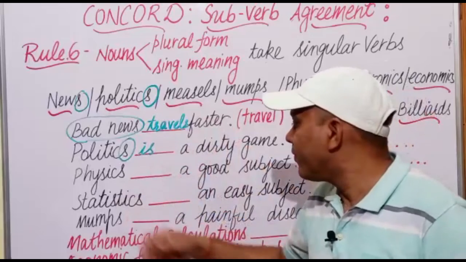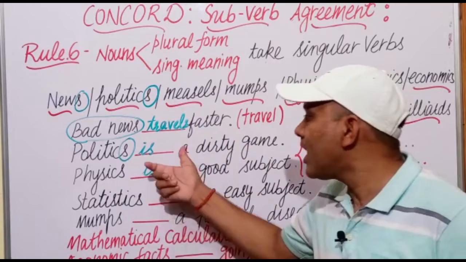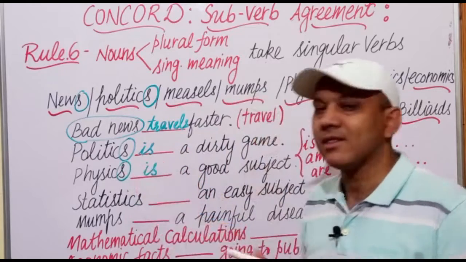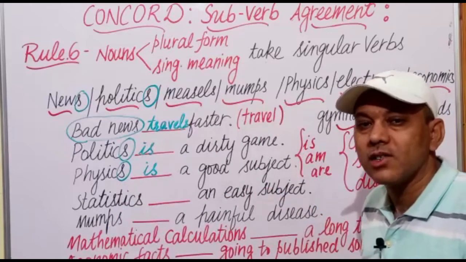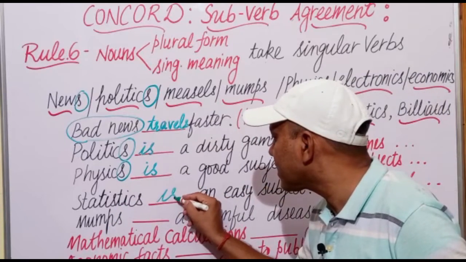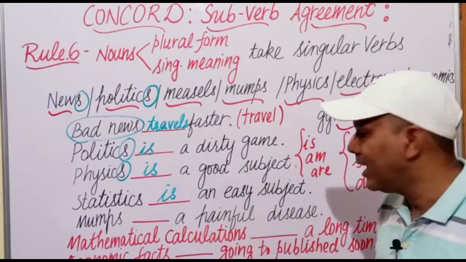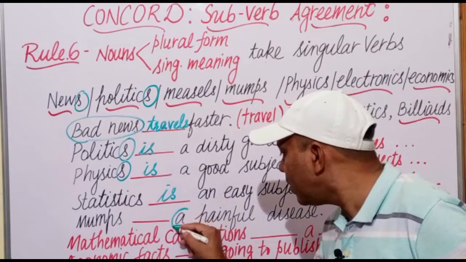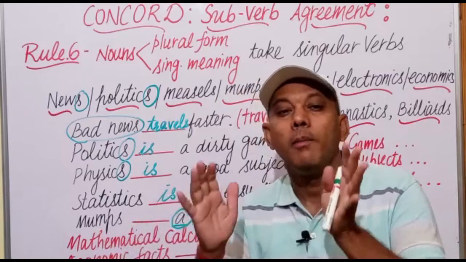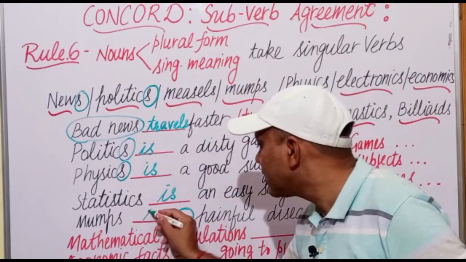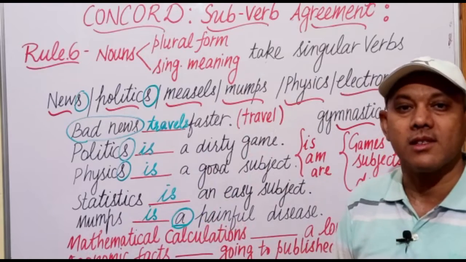In the same way, physics is a good subject. Never fill in are by looking at this s. Next is statistics dash an easy subject. Statistics is an easy subject. Mumps dash a painful disease. A painful, this also tells us the singular form of this disease, mumps. So we have to fill in a singular verb is. Mumps is a painful disease.